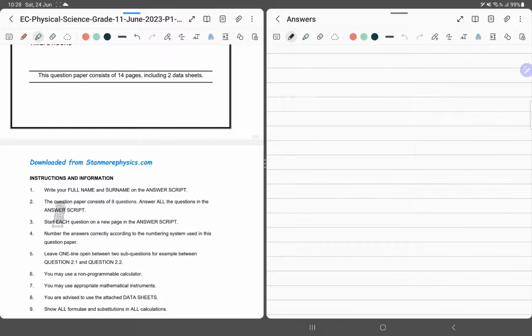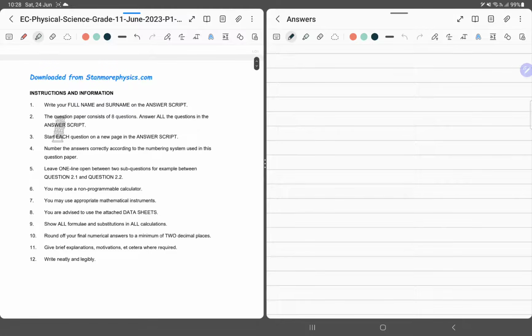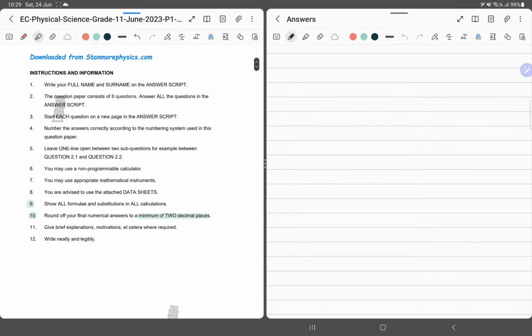Now let's start with the instructions. We know clearly that we prefer the operational instructions. The rest are pretty easy to deal with. So formulae and substitutions must be shown in all calculations. The rounding off is a minimum of 2 decimal places. So this clearly says 2 or more decimals are acceptable. And then if you're given an opportunity to give explanations, you can absolutely use anything that is applicable, but keep it brief, all right? That's it.